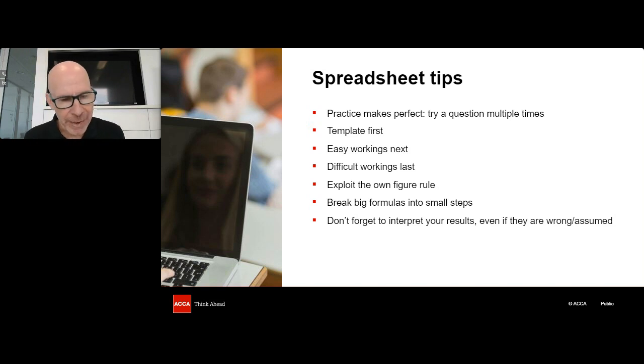Now, don't forget to interpret your results. For example, if they say assess the make or buy decision, you've got to arrive at an evaluation. Evaluate the decision to make or buy, advise on the decision. You've got to say, based on these results, the company should make the units. Even if your answer is wrong, if your interpretation of your own number is correct, you will get the credit. Okay, very important. That's usually the easiest mark.